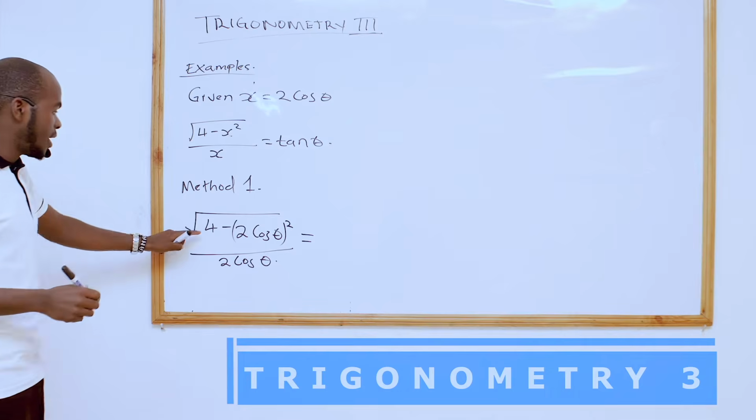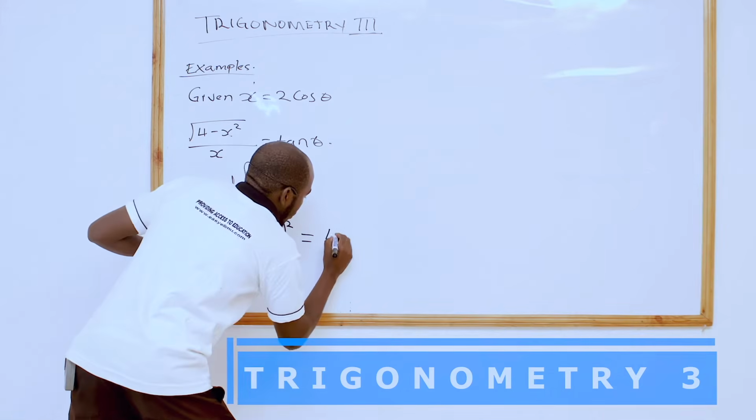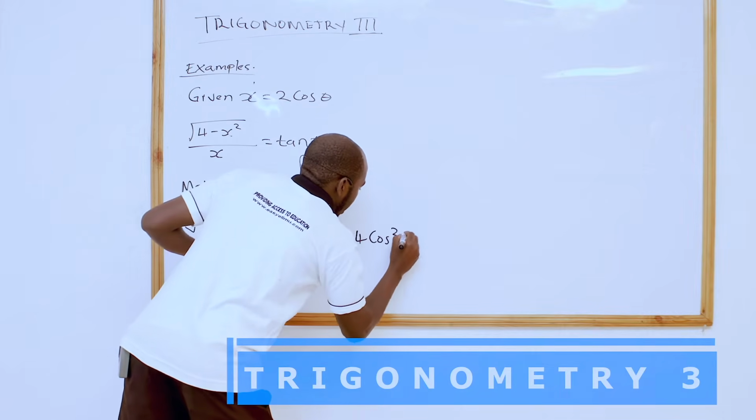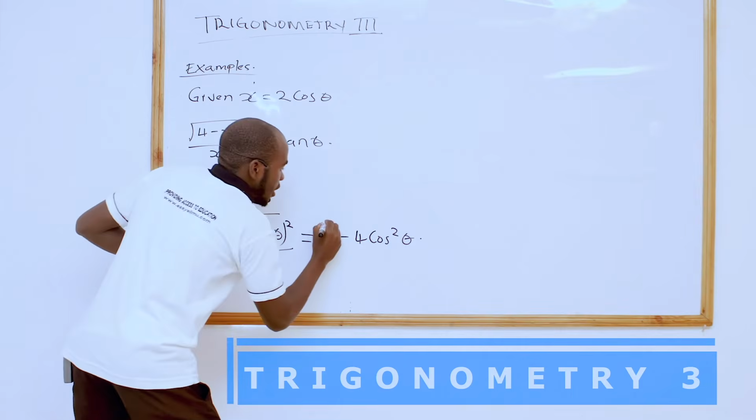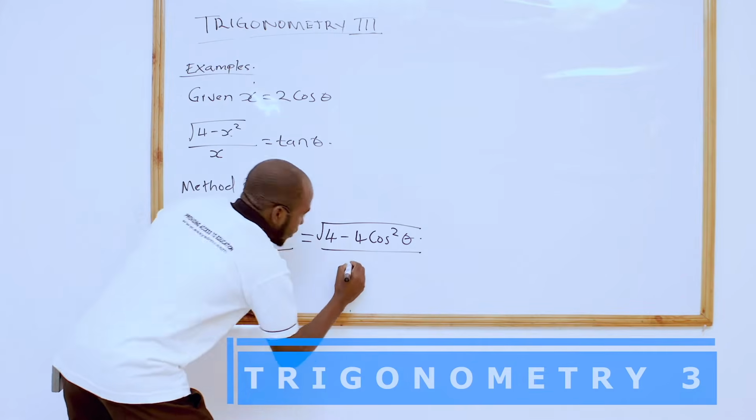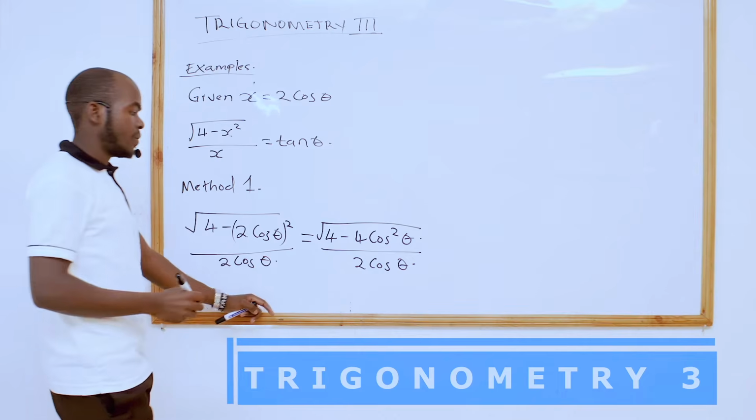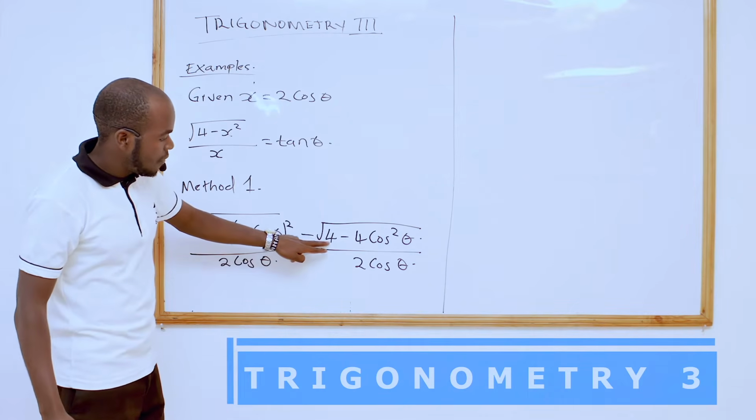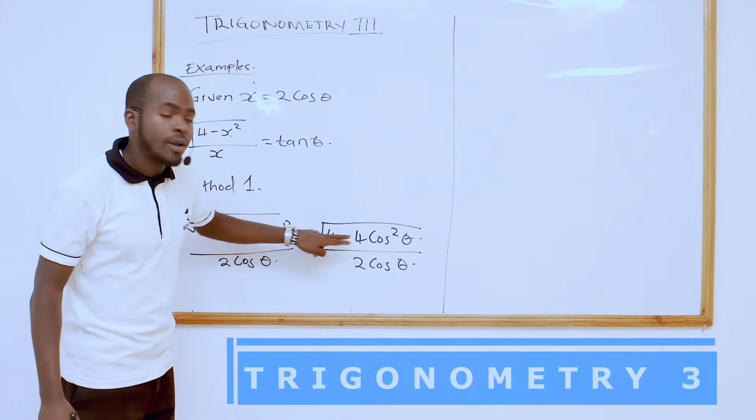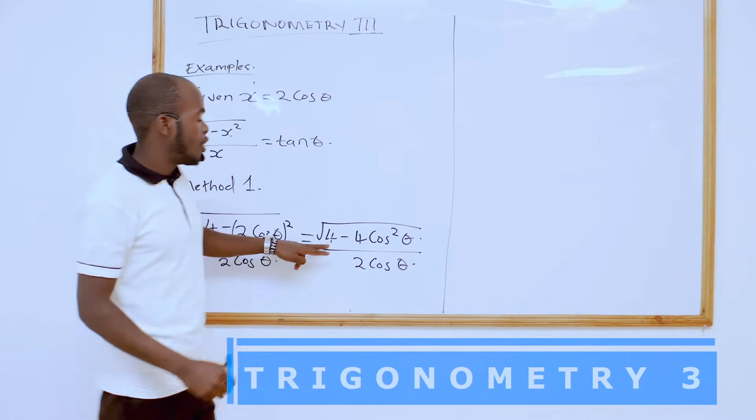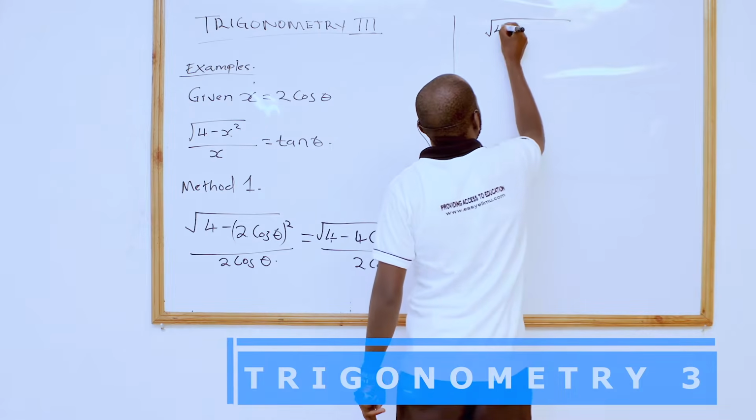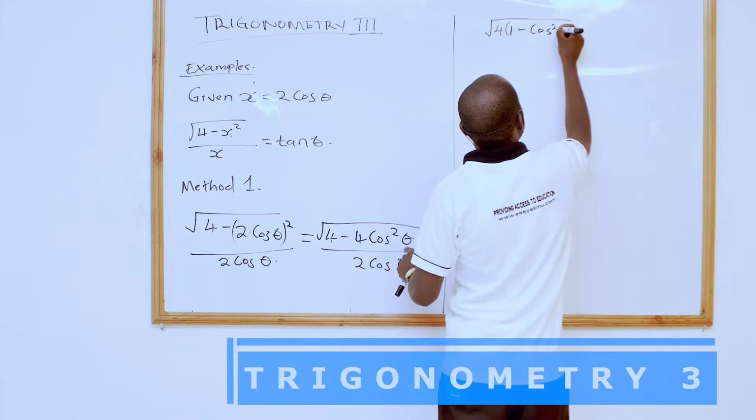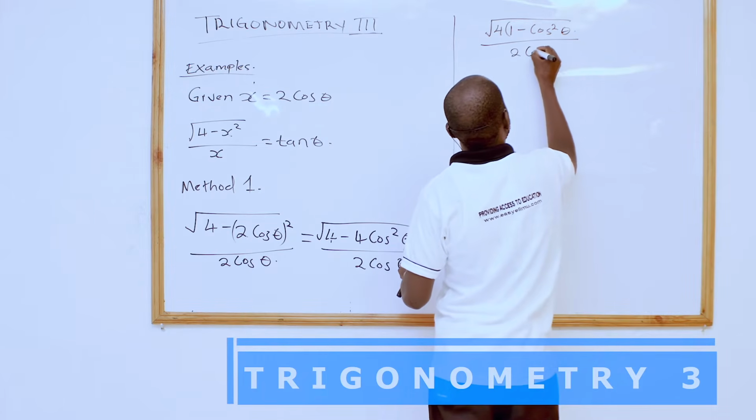On doing that, we shall find that this will be 4 minus, if we square here, 4 cos squared theta, and all of this is under square root, over 2 cos theta. From this part, we can see that we can still factor out, because 4 is common in both the positive part and the negative part. On factoring out 4, we get 4 into 1 minus cos squared theta, over 2 cos theta.